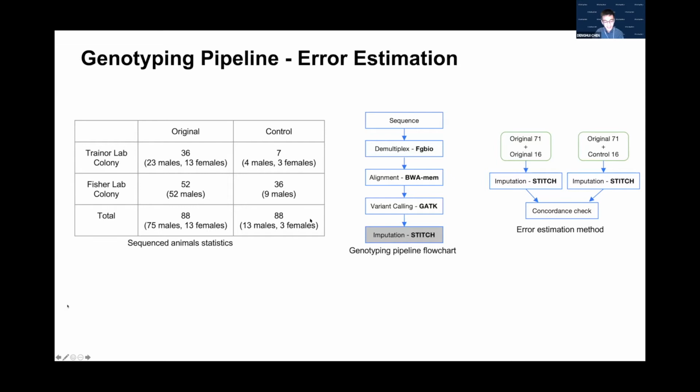So the error estimation design is that when we do the imputation, we do two runs. The first run uses the original 88. In the second run, we swap in the original 16 that we chose for the control, and use the control to do the imputation again, so that we can compare the concordance rate between these two data sets.